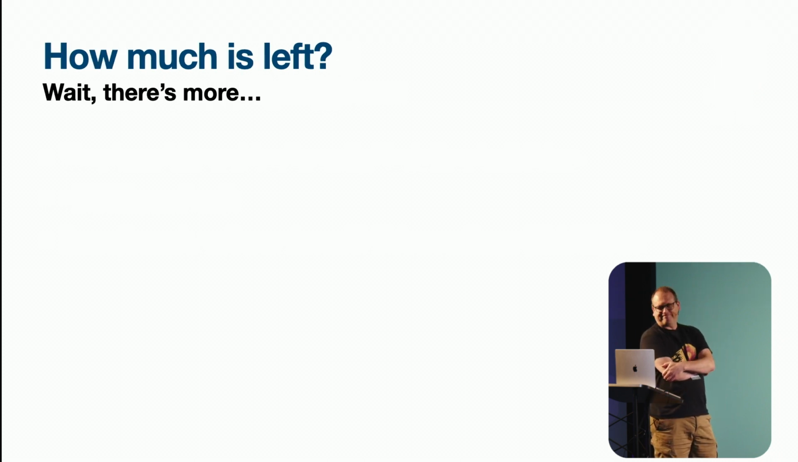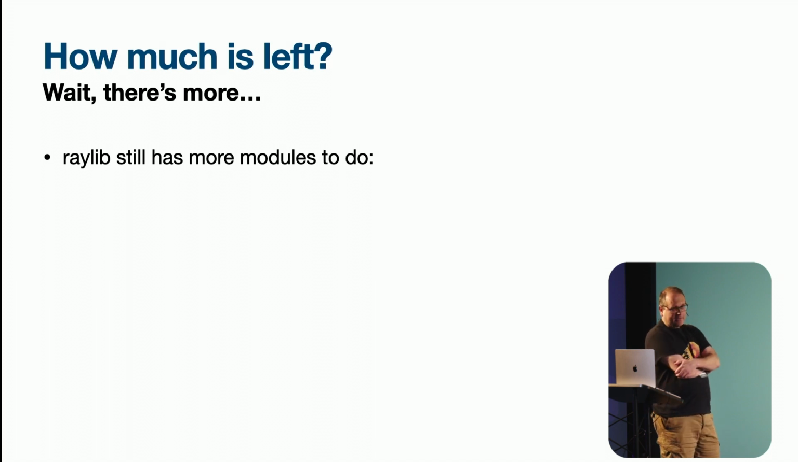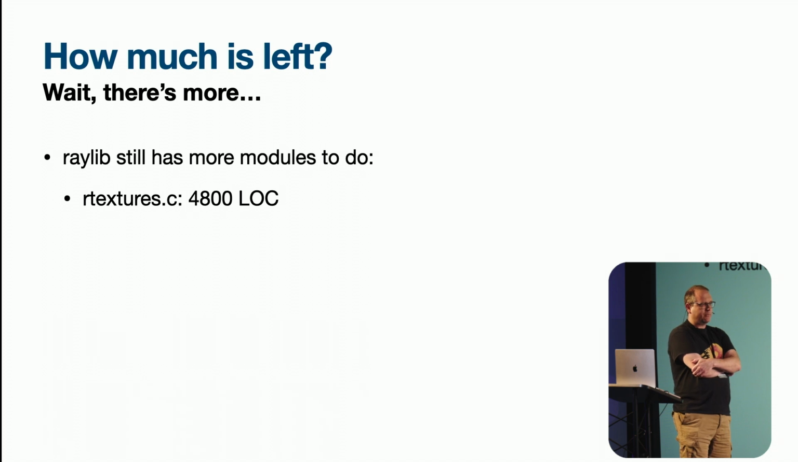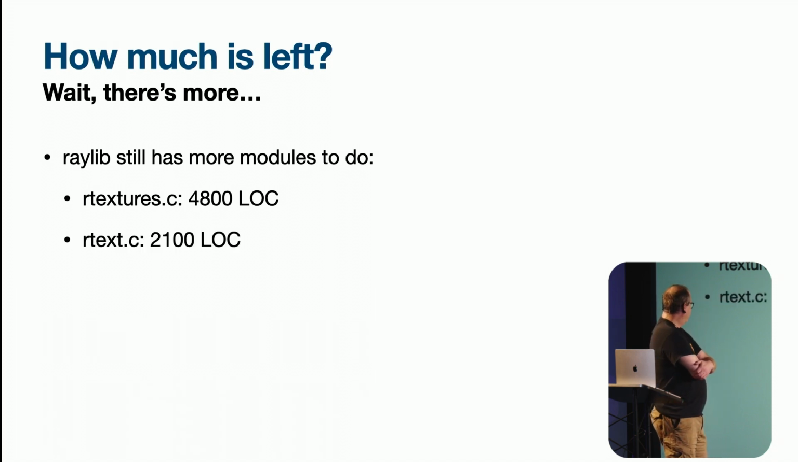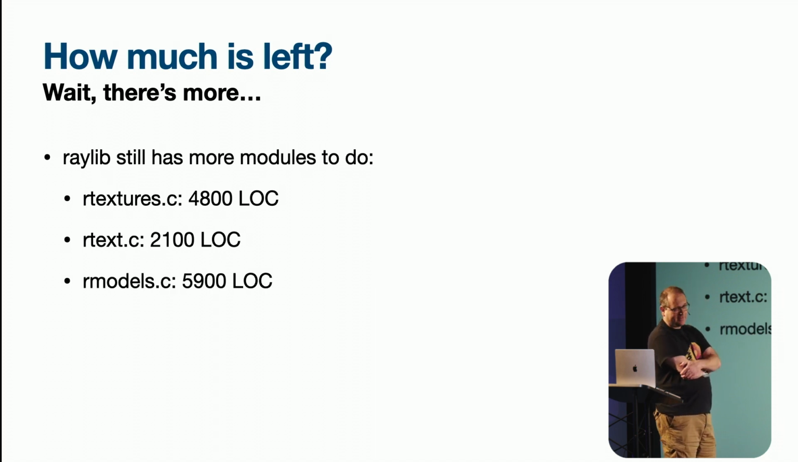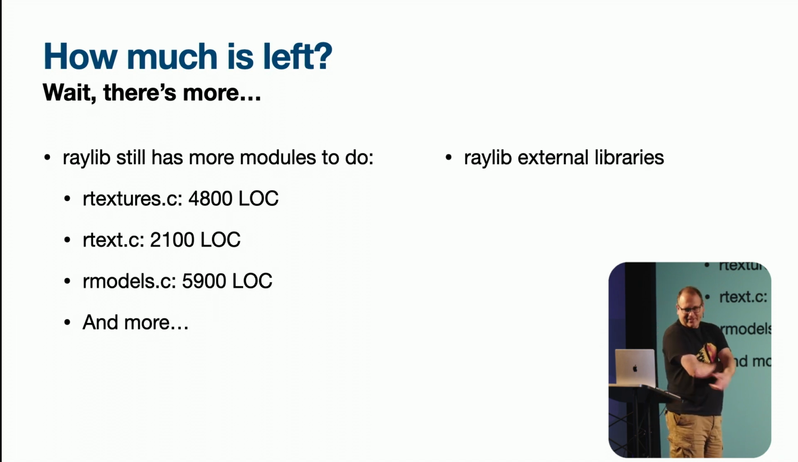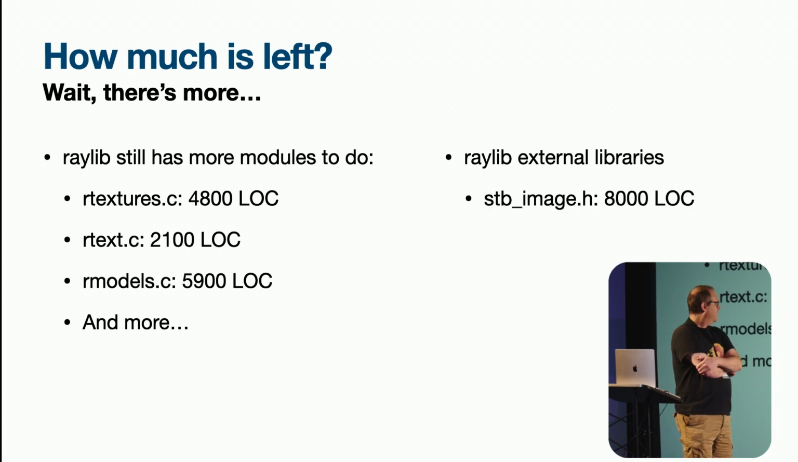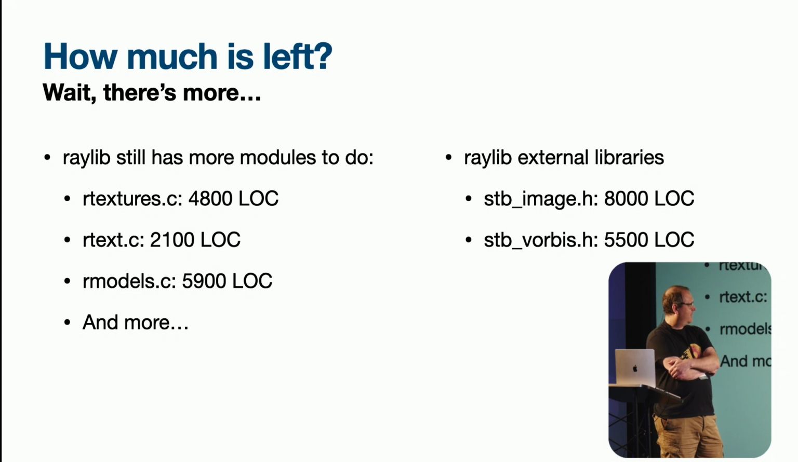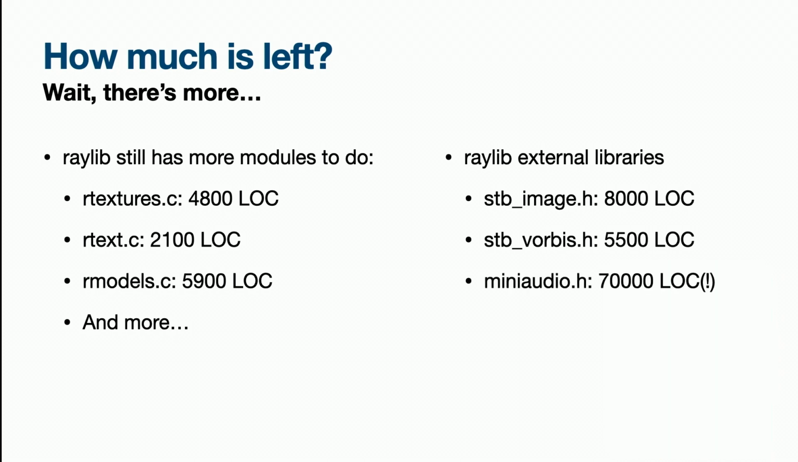How much is left? So raylib itself still has more modules to do. We got our textures, 4,800 lines of code. Our text, 2,100 lines of code. Our models, 5,900 lines of code. And more. And then there's the external libraries I talked about. glfw. STB image, 8,000 lines of code. STB Vorbis, 5,500 lines of code. And no, this is not a typo: 70,000 lines of code in mini audio. Apparently audio is really complex. Well named. And there's more, right? That's not all of it. There's still more stuff in there.